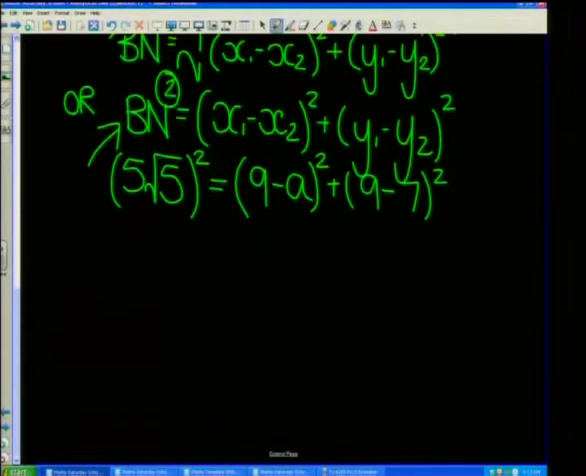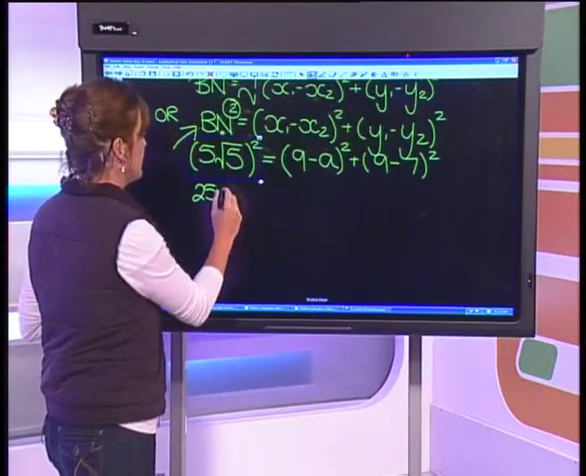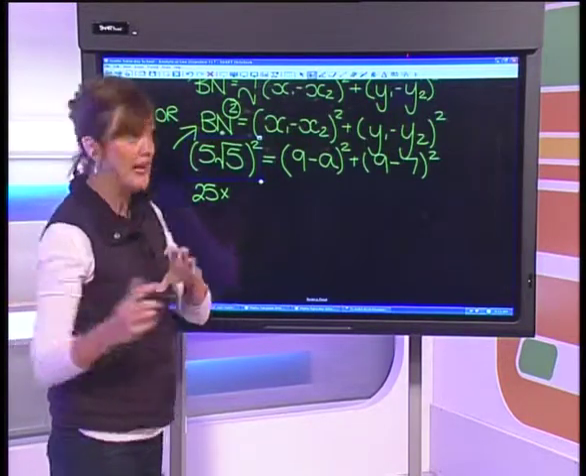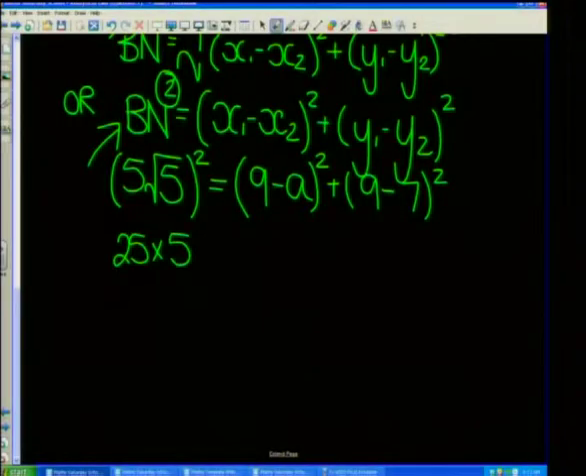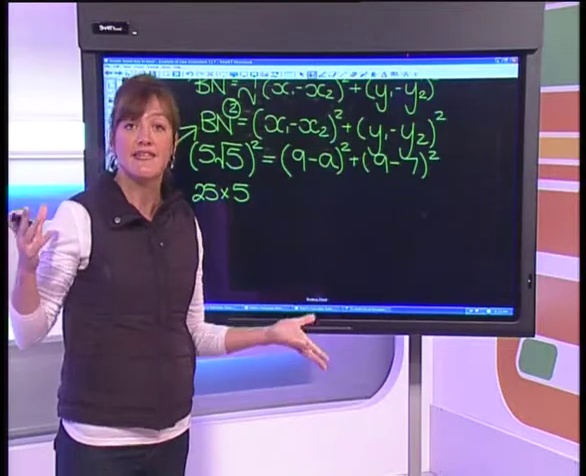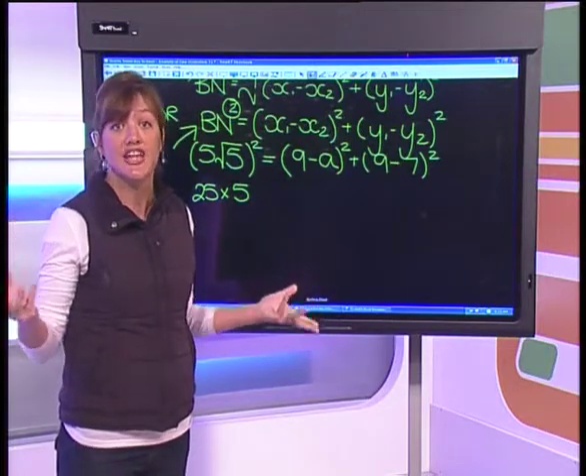Right, what have we got here? (5 root 5) squared. 5 squared is 25, and then remember that this 5 and the root 5 are being multiplied together, so I've got 5 squared, which is 25, multiplied by the square root of 5 squared, which is going to be just 5. Anything where you've got the square root and it's being squared, the square and the square root cancel each other out.